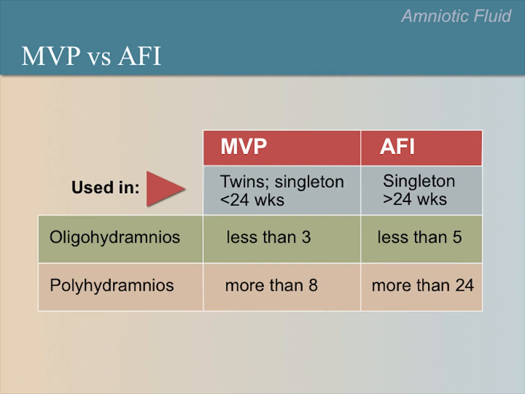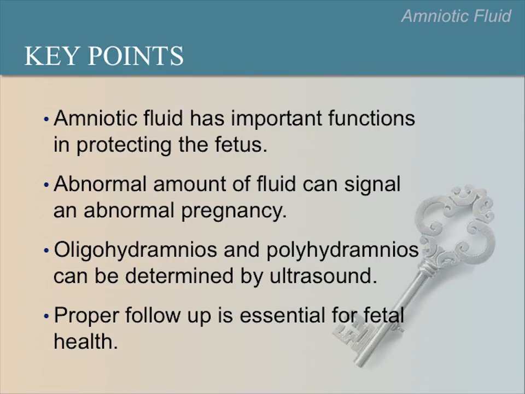Here are more key points. The amniotic fluid has important functions in protecting the fetus. An abnormal amount of fluid can signal an abnormal pregnancy. Oligo and polyhydramnios can be determined by ultrasound, and proper follow-up is essential for fetal health. If the fluid appears low, perform an AFI. Questions for review. Please pause the video now to discuss these questions and answers among the group.